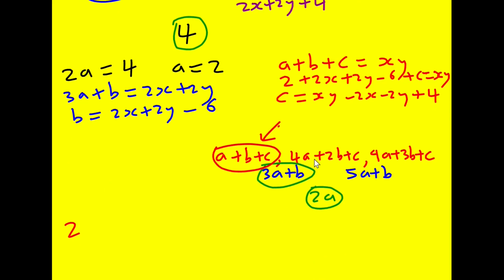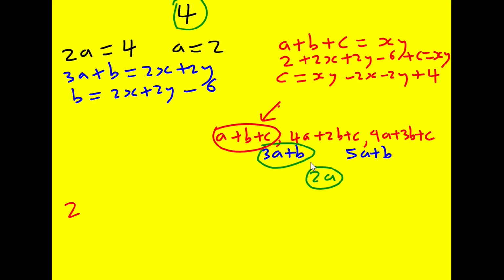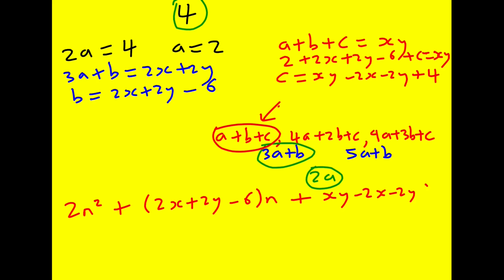Okay, I can write down that my nth term is, remember, I haven't written it down, but it's an squared plus bn plus c. So it's going to be 2n squared plus 2x plus 2y minus 6n plus xy minus 2x minus 2y plus 4.